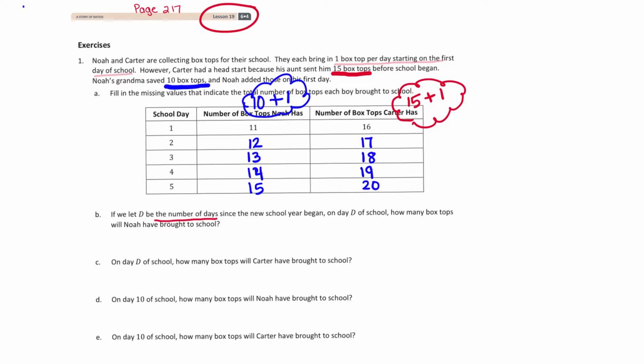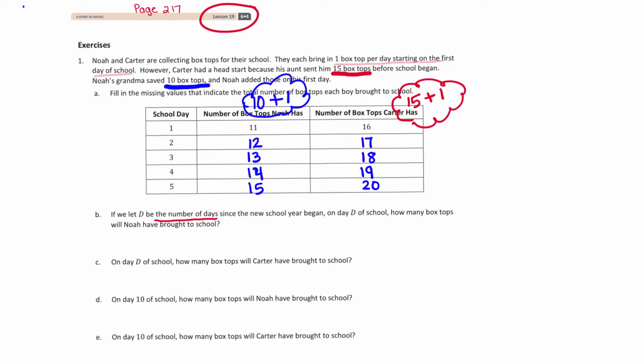So this is like if you want to find out how many box tops he's going to have maybe on the 100th day, or maybe on the 150th day of school. You don't have to complete a whole table, because completing a whole table can be very lengthy and a lot of work, and it might take you a long time. So using expressions is going to help us eliminate that kind of work. But we first have to do a few to see the pattern, to see how the pattern is consistent, and then from there we can make up our expression. So let's go ahead and do that.